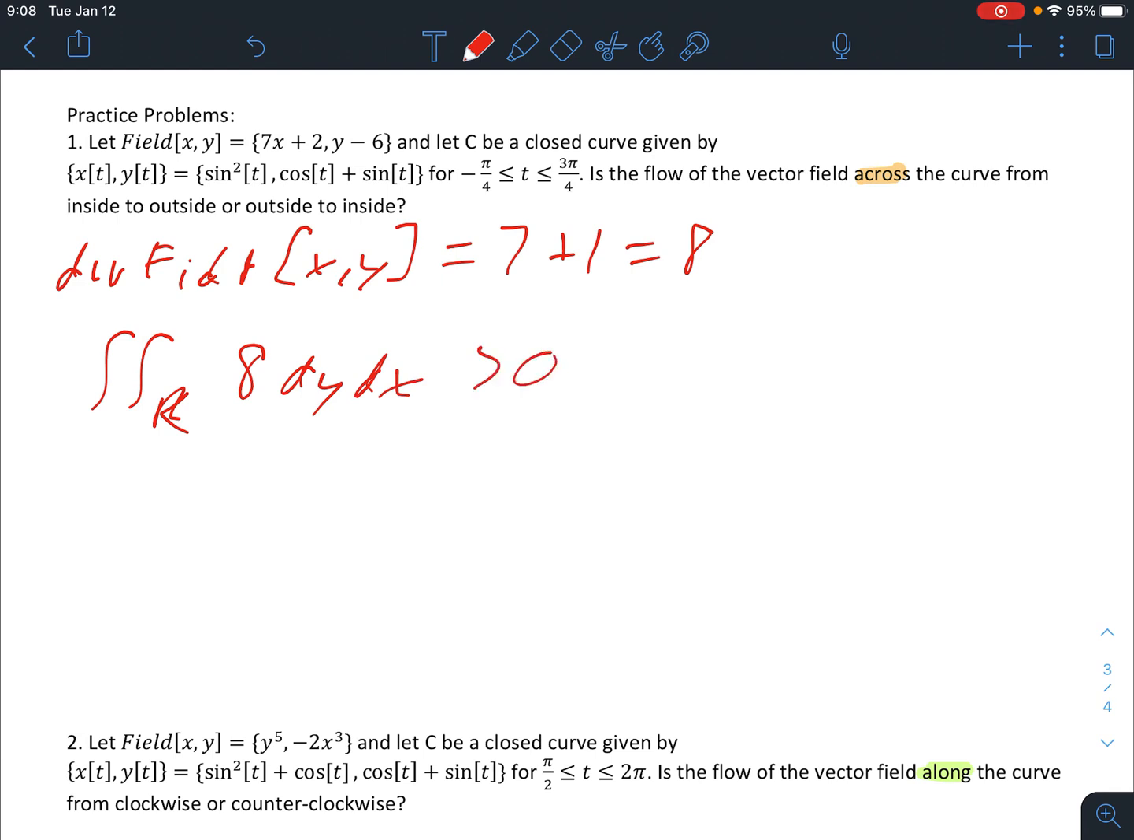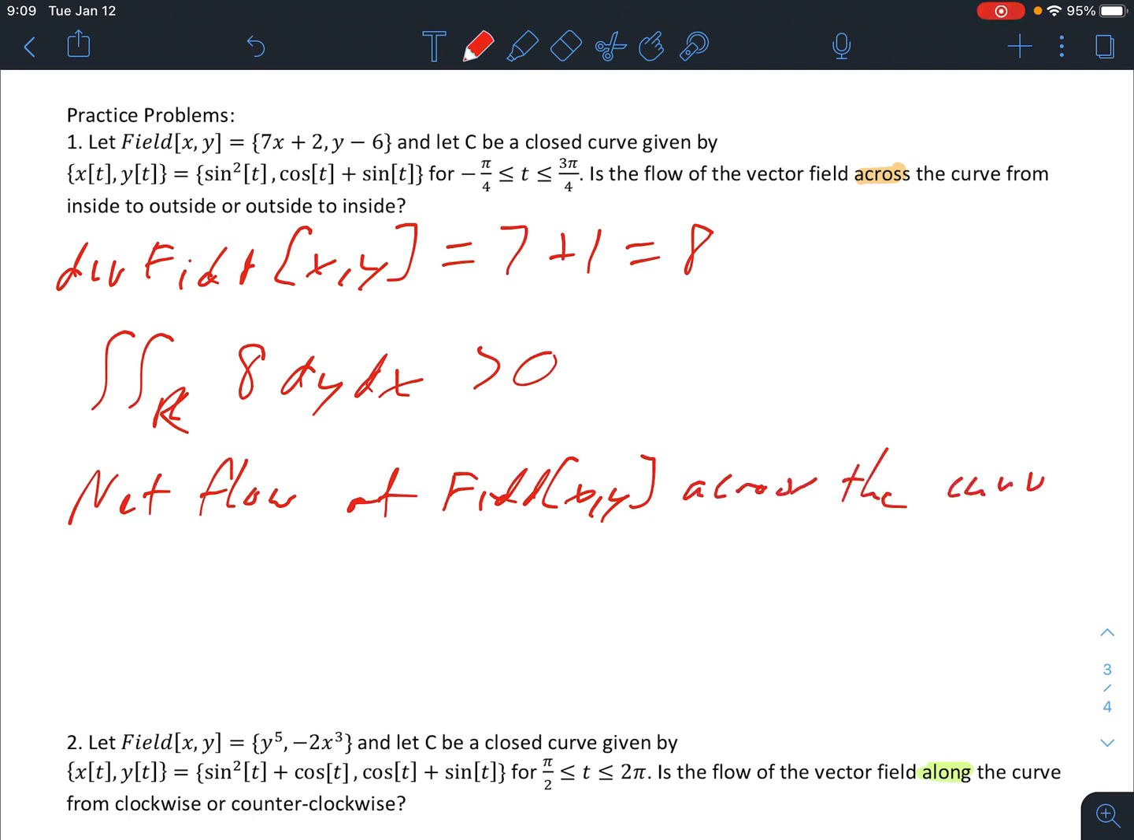All right? So this question isn't specifically asking for what is the net flow. It's just asking is the flow in to out or out to in. So since we know this is going to be positive, we can say the net flow of field across the curve must be from inside to outside. Really, no work necessary. So much less work than would have been had we went through our other way of integrating this. Okay, now if it asks us for the actual value, yeah, this would still be a good amount of work. Okay, but it's not asking for the actual value. It's just asking for in to out or out to in.